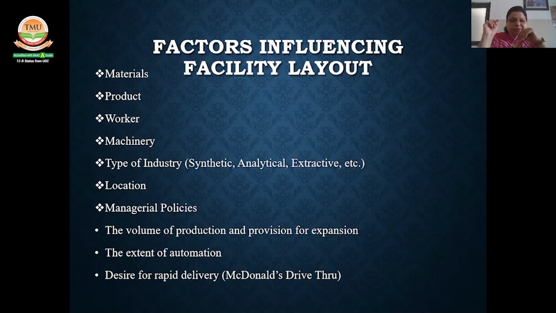Next one is type of industry: synthetic, analytical, extractive. There are a number of industries. I have already taught you what the synthetic process, the analytical process, and the extractive industries are. Different industries have different kinds of work, so the facility layout should be maintained as per the type of industry. Next is location. We have already read about the location. The location should be suitable for you, and effective for the working hours or working processes.